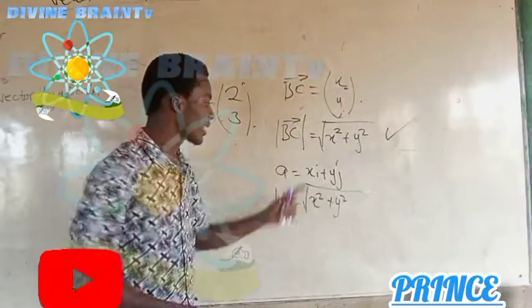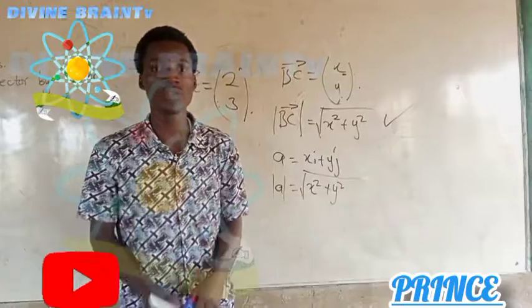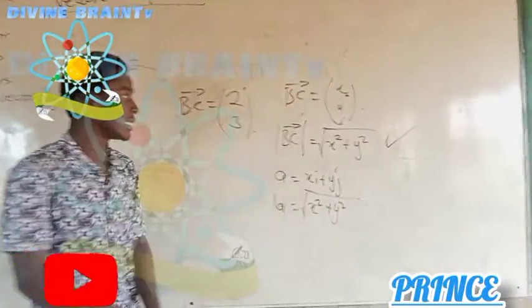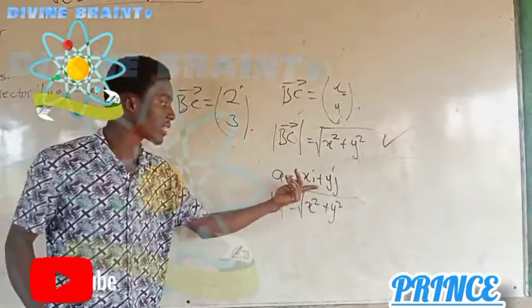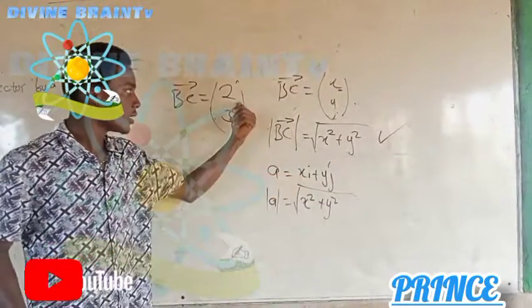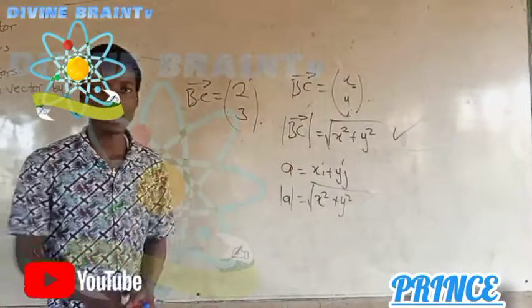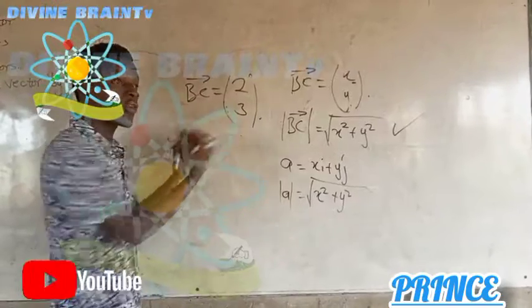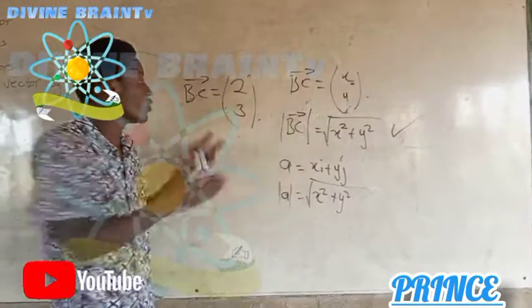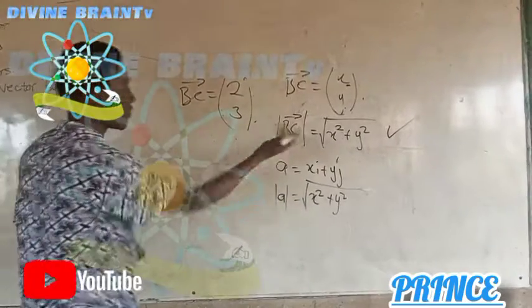And mind you, this x and y represent the values which will be given to you. For example, in vector BC, our x is 2 and our y is 3. Likewise, in this vector A, our x is 2 and our y is 3. Simple like ABC. So in this question, we have been told to find the magnitude of vector BC.